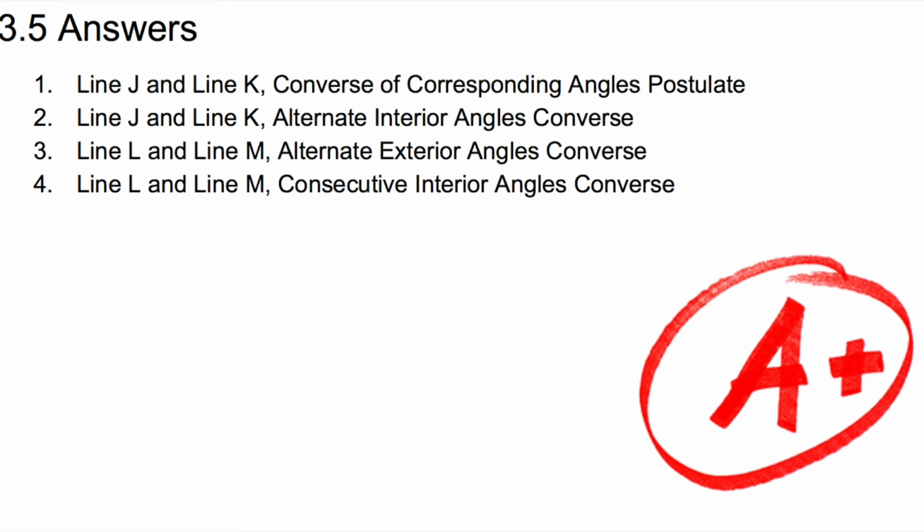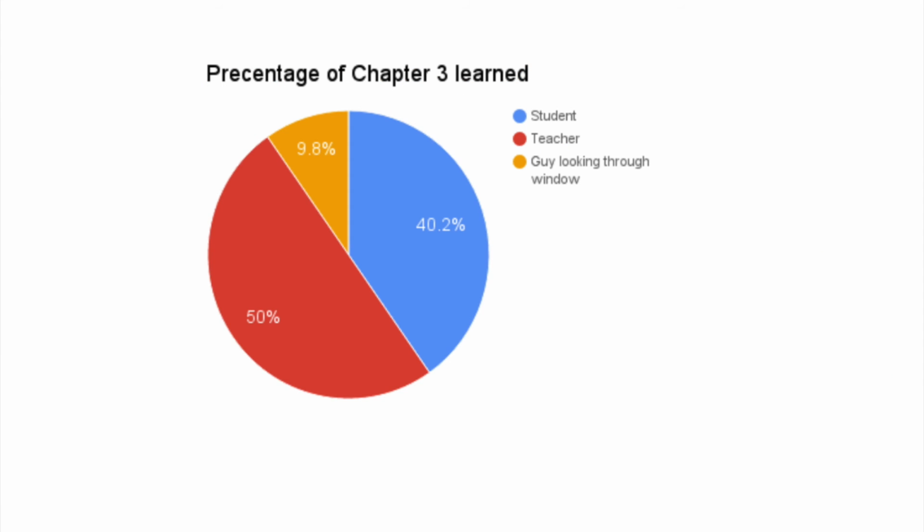It's supposed to be angles. I know. Well, great job. You got a whole F minus. Oh, wait, no, I mean A plus. By looking at this graph, you can tell that I'm the greatest teacher who's ever lived, because the guy even looking through the window learned 9.8% about chapter 3.